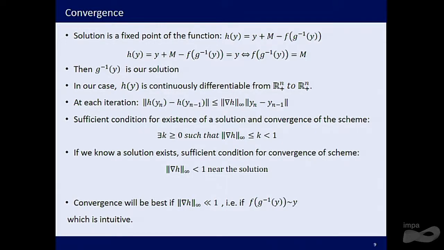For the interest of time, I think I'll skip that. The question is, well, what are the conditions for it to converge? You can think of this algorithm as a fixed point on the function h here, which is y plus m minus f of g inverse. And you look at the conditions for convergence. And effectively, what you find for a good convergence is you need f and g inverse, combined, to be roughly the identity, which is intuitive.